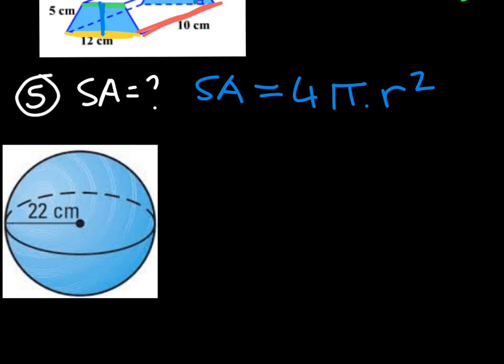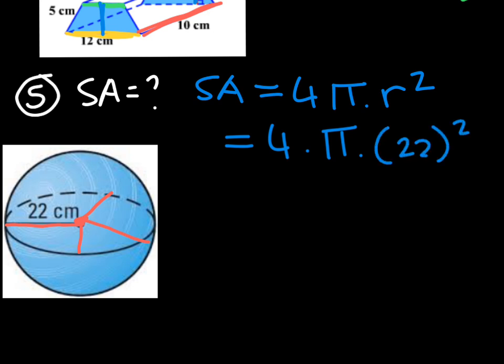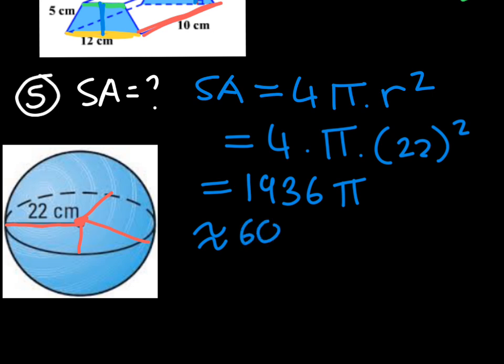Now remember, a radius is a line which extends from the middle of our circle to the outer perimeter. And as we can see, they have told us that this radius is in fact 22 centimeters. So we can substitute that value into our formula. So in place of radius, we're going to have the actual value, which we said was 22. Now we can type this into our calculator, and we should get an answer of 1936 pi. And we can round this off to approximately 6082.12. Now remember, we're working in centimeters, and because we were trying to find surface area, it is centimeters squared.